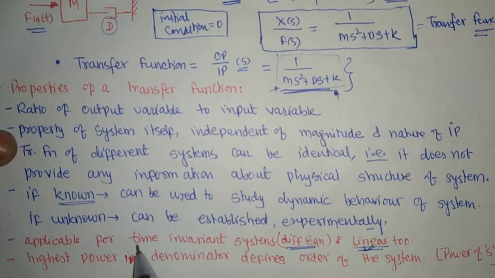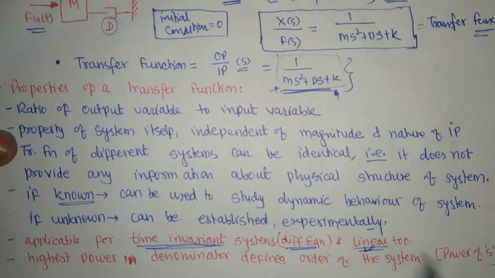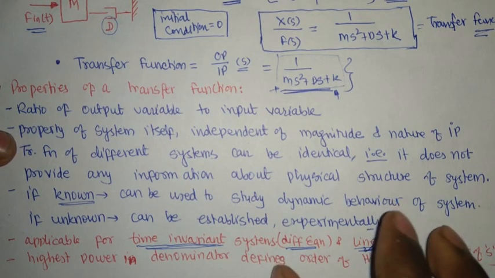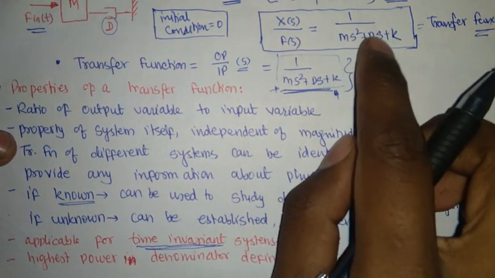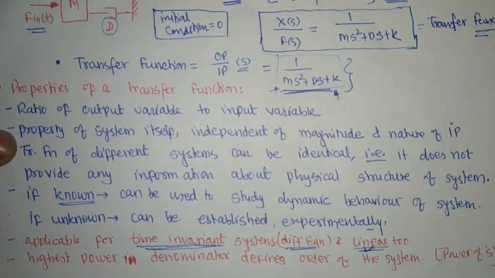And time invariant. What do we mean by time invariant? Time invariant is for coefficients only, meaning the coefficients should be independent of time. So what were our coefficients here? Our mass, our damper, and our spring constant. These were the coefficients, so they should not depend upon time. Otherwise, we won't be able to apply the concepts of transfer function in that particular case.